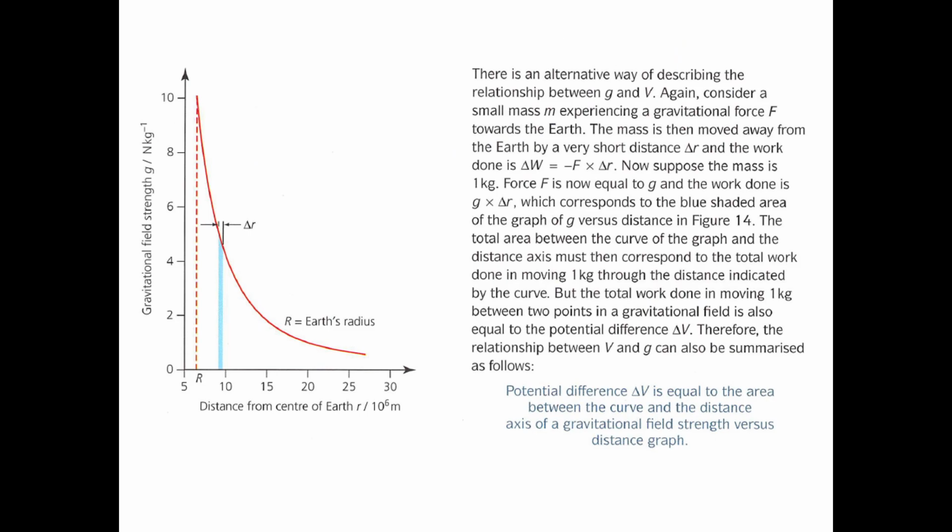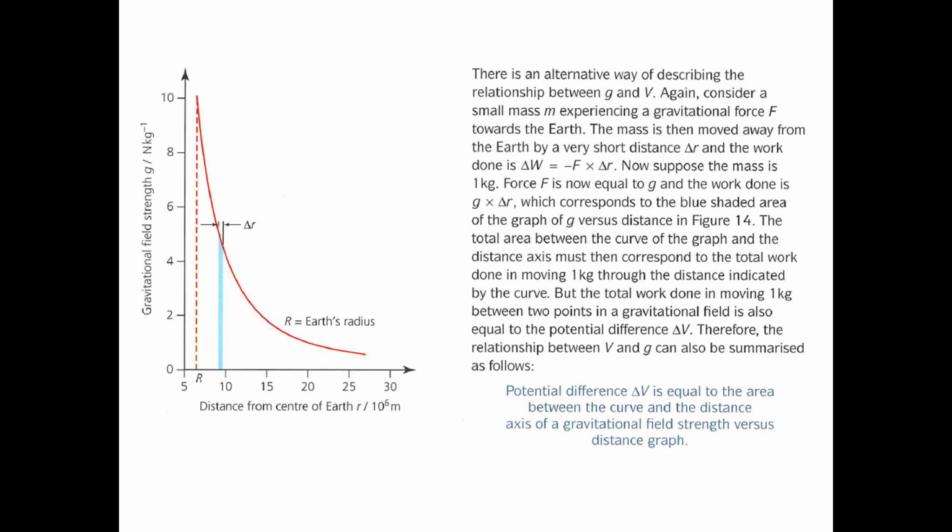This graph I stuck in fairly recently. It's that graph again of g against r from near the start. They've only asked this recently, I think: they wanted students to realize that in a graph of g against r, between 2 points of r, so delta r, the area under the line is going to be equal to the potential difference. So it's all using the same variables.